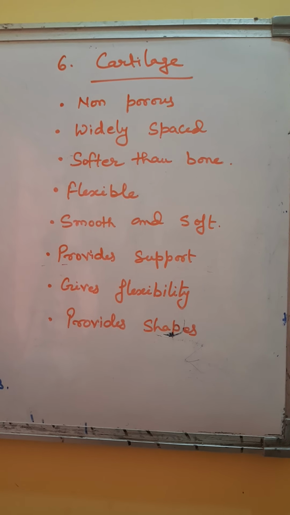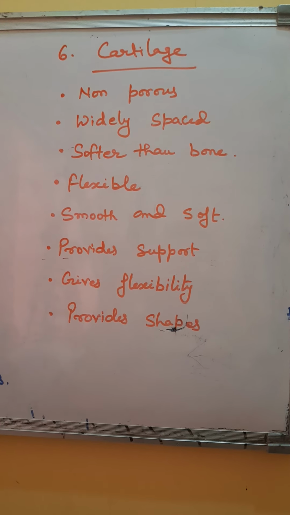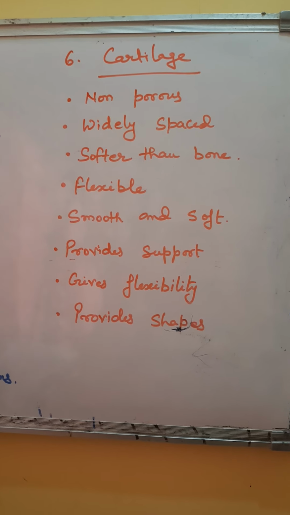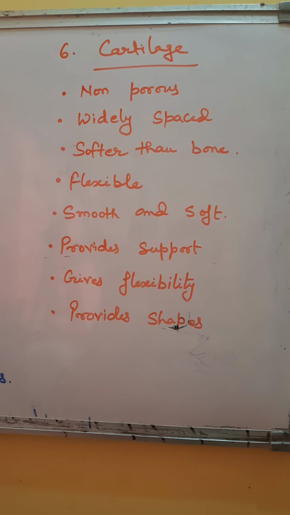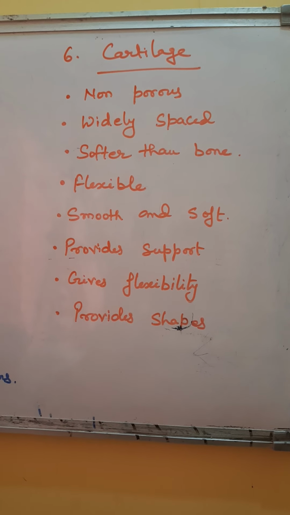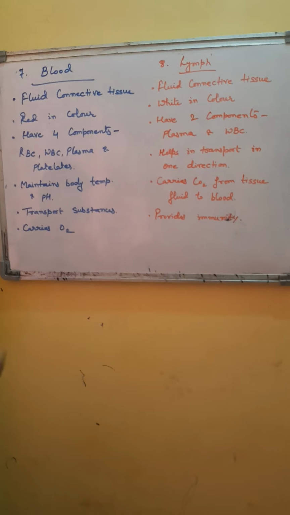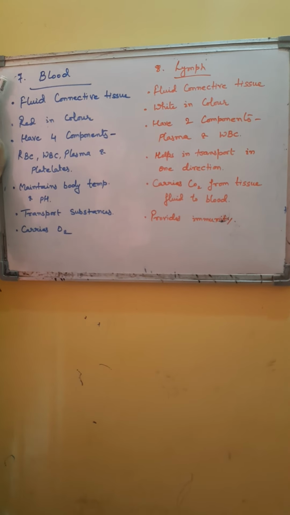Ear pinna is an example of cartilage. Nose tip is an example of cartilage. Between two vertebrae, cartilages are present as cushions. So these are the next connective tissue. The next connective tissue is blood.